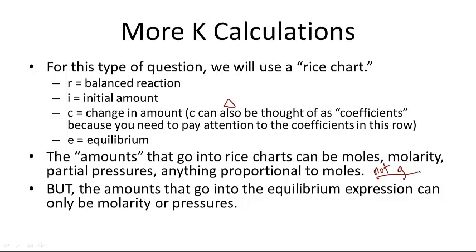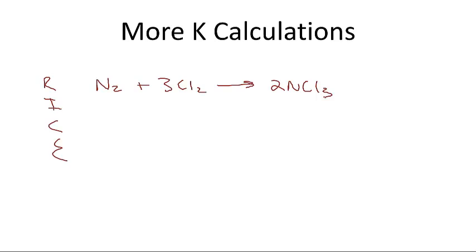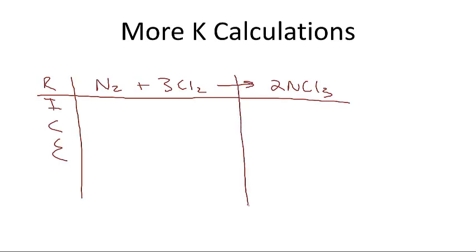So let's set one up together. And I'm going to leave some space up above. So what is my balanced chemical reaction? What am I going to put in this line right here? You don't have to put the lines in, but you know, if it helps you. I also tend to do a line between products and reactants.